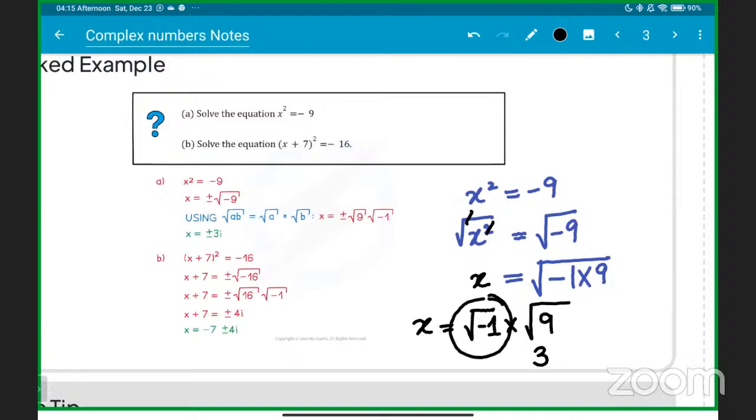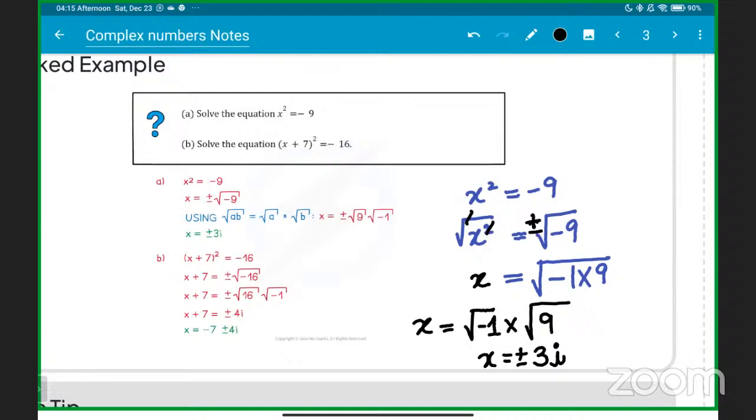And what is the square root of minus 1? We just discussed that it is i. Square root of minus 1 is i. And because you put the square root, square root always means plus minus. That's how you got the answer: plus minus 3i. Understood? Clear, guys?